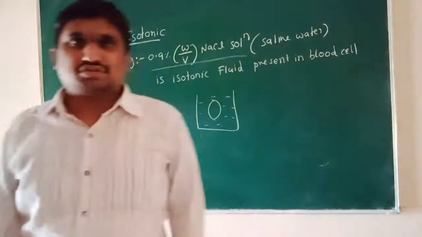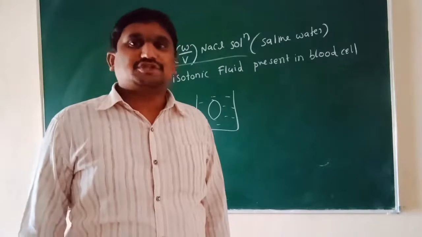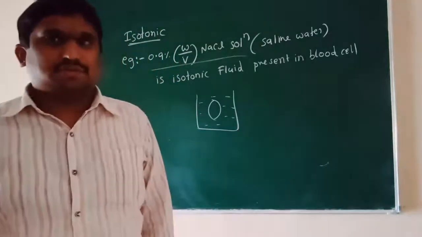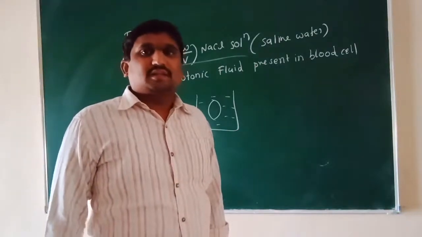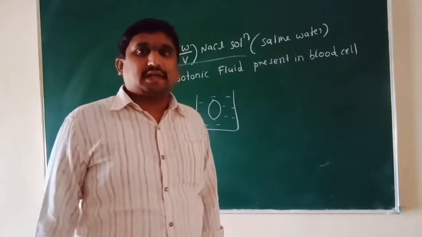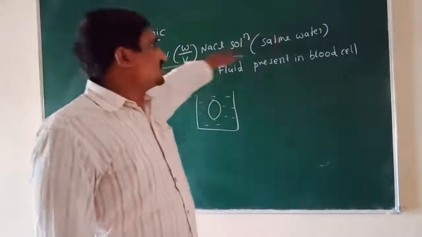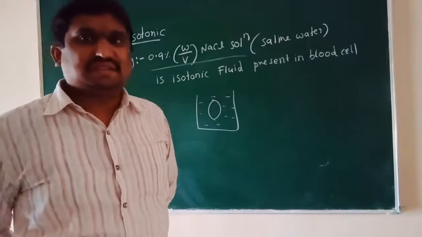What are isotonic solutions? Two different solutions having the same osmotic pressure at a given temperature are called isotonic solutions. The best example is that the fluid present in the blood cell is isotonic with 0.9 percentage W by V NaCl solution. This is also called saline water.